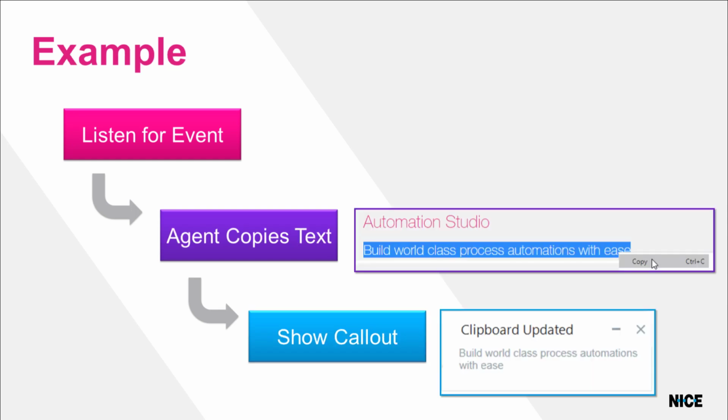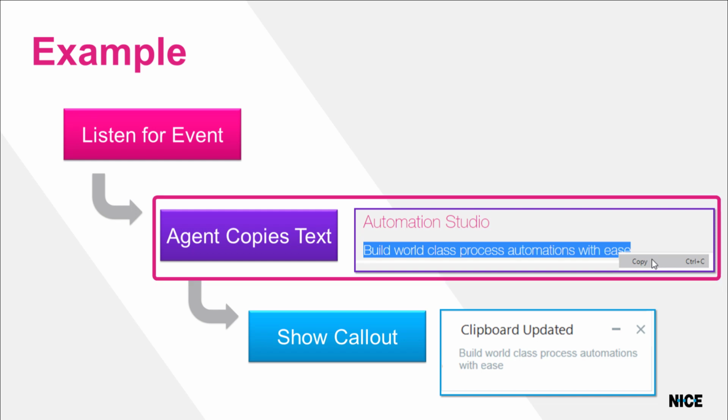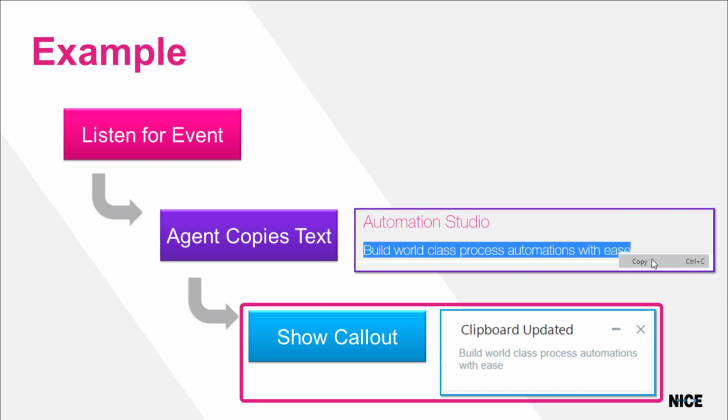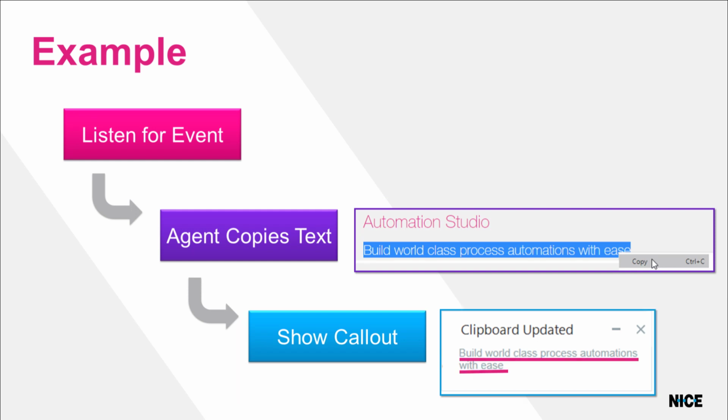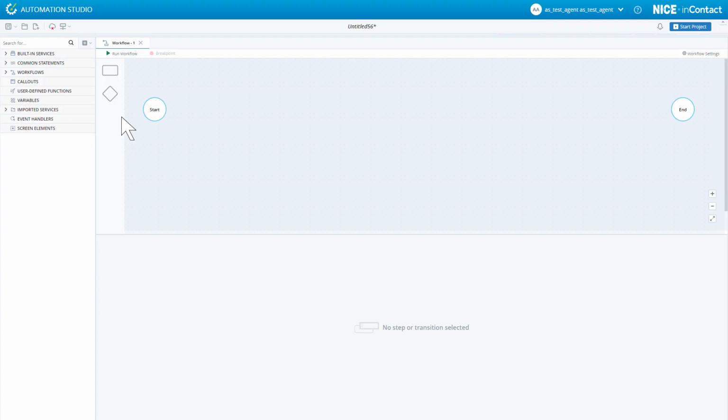In this video, we will build a simple automation. Whenever the human agent copies text to the clipboard, a simple callout will be shown displaying the text that was copied. We will start by building the callout.